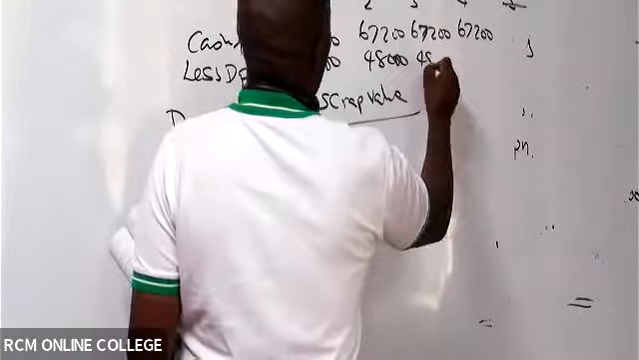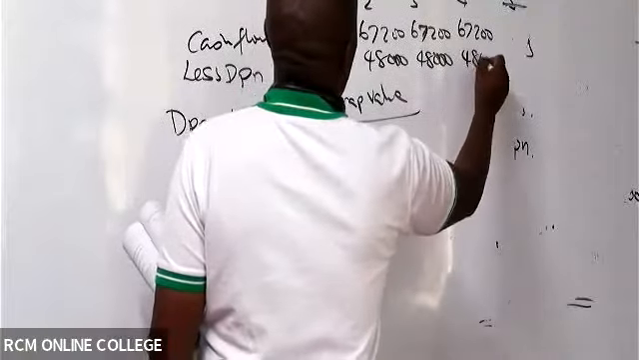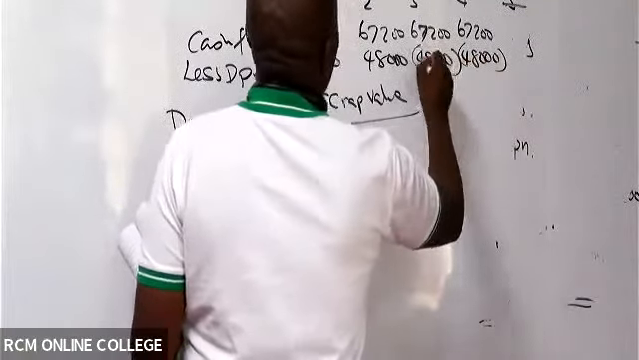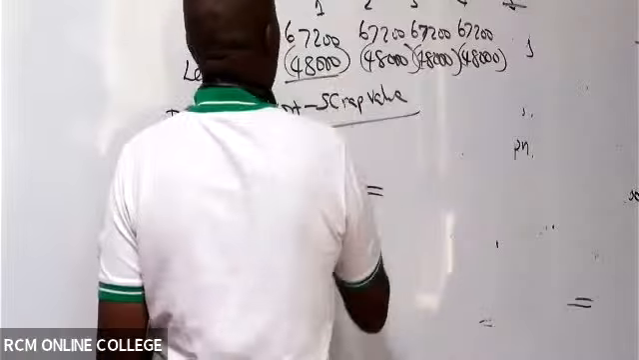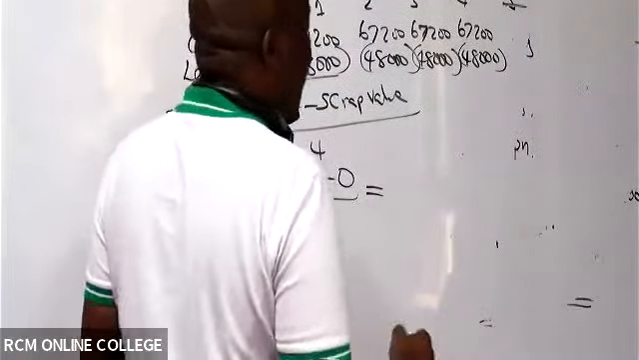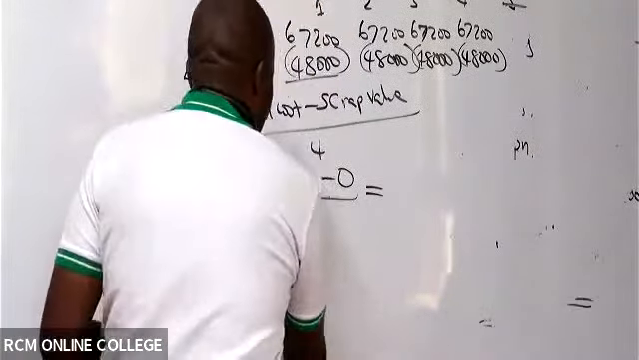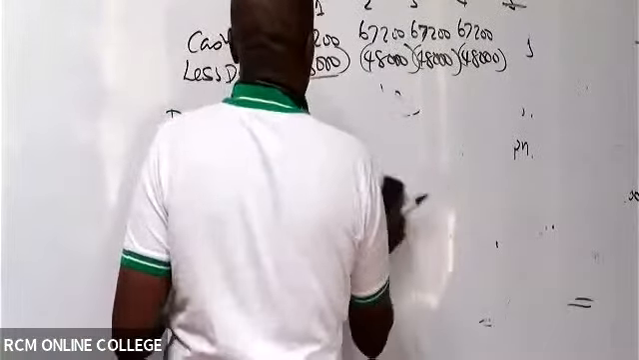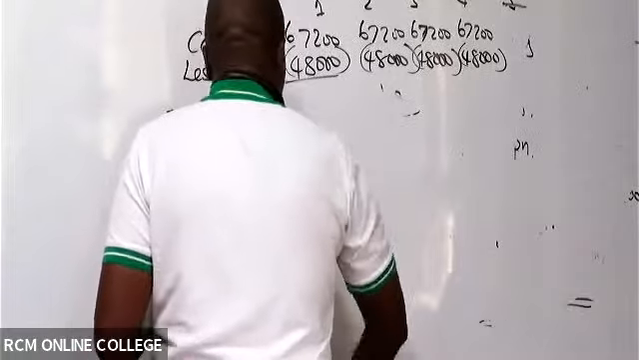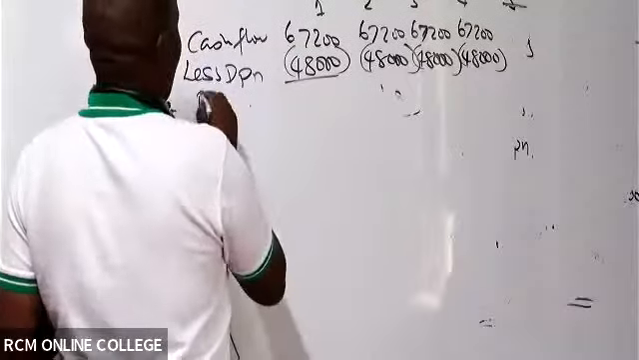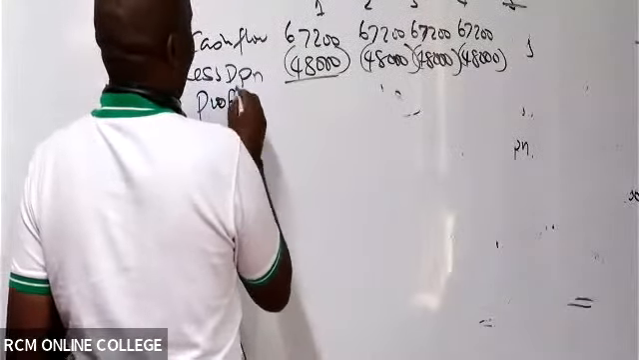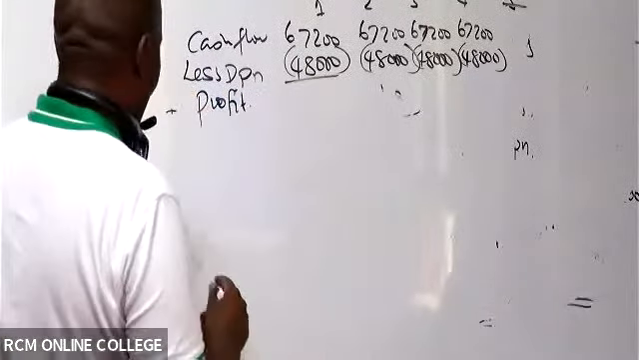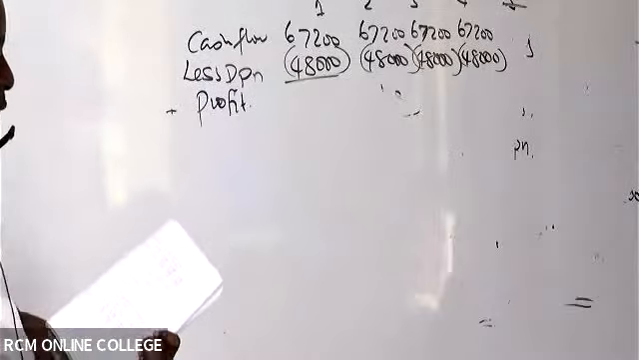48,000. Then we have 48,000, like that. So then you come here and deduct this, pretty fast for you, to be able to give us the profit. The profit. So this profit, how much do we have here?